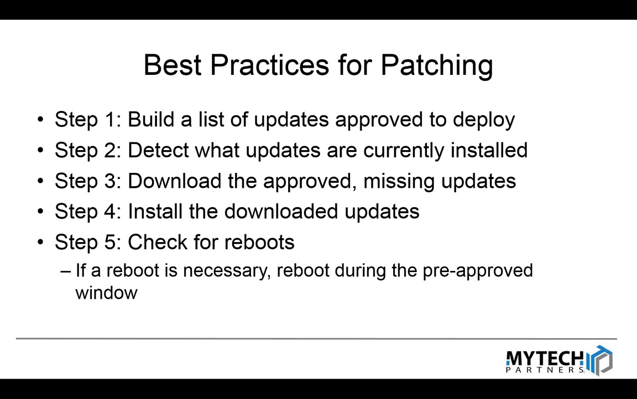Then you want to figure out, okay, now I've got this list of what I want to be installed. What is actually installed? This is a very difficult thing to do. You can do this pretty simply on one machine by going to the control panel and looking at installed updates. But if you're trying to do this for 10, 30, 100, 200 endpoints, it becomes quite difficult. And so you have to know what's there so you know what to install.